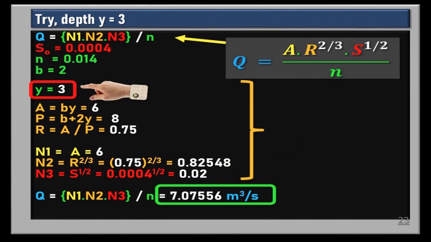Lastly, the flow Q, after calculation, become 7.07556. This flow Q, 7.07556, it is not 10, the target value. It is almost close to 10. Thus, we need to try again with another flow depth y.